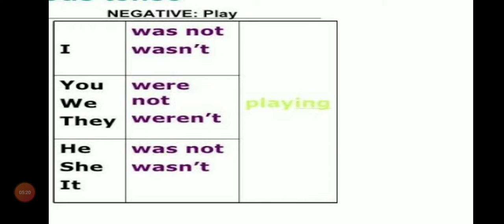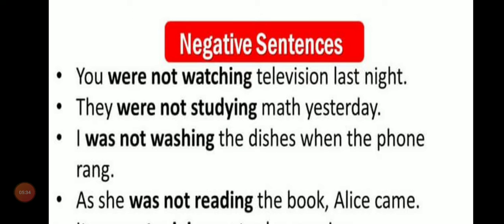This is for the negation or the negative form. Let's read the examples here. I wasn't playing. You weren't playing. Let's read some more examples. You weren't watching television last night. They weren't studying math yesterday. I wasn't washing the dishes when the phone rang. She wasn't reading the book when Alice came. So, as you notice here, we have were not, was not. This is the negative form.